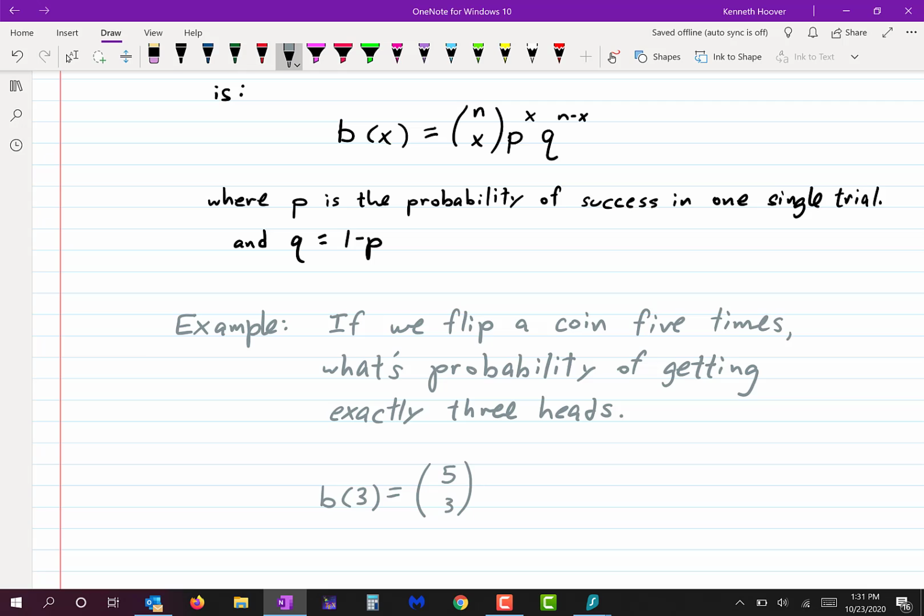What's p? P is the probability of getting a heads in one single flip of the coin. Well, I think you know that that's a half. And we raise that to the power x, which is 3. And then we have times q. Q is the probability of getting tails, which is also a half. It's just 1 minus p. So 1 minus a half is a half. And we'll raise that to the power of n minus x. So that would be 5 minus 3, which is 2.